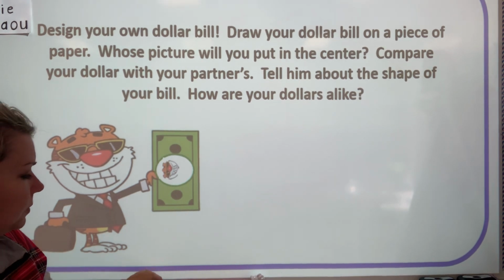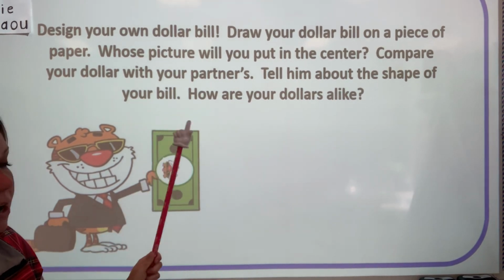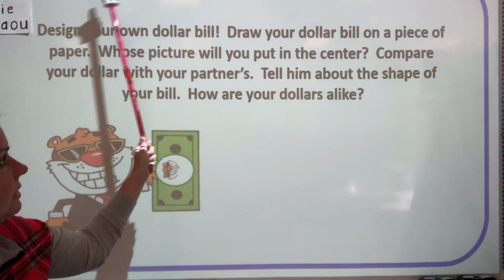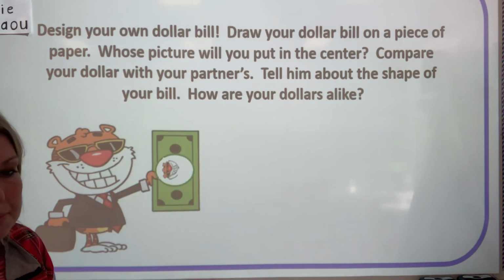Remember, whenever we do these, our goal is to read, draw, and write. So I'm going to read this whole story problem, and then I'm going to take it one sentence.